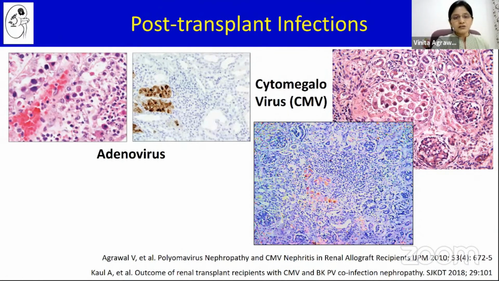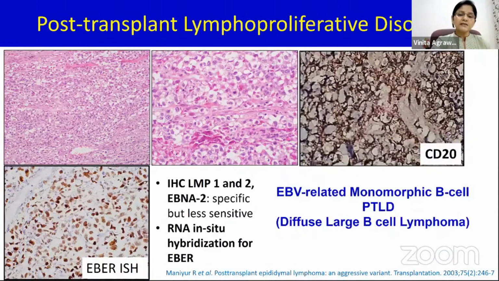Just a point of caution that sometimes you may have an overlap and a combination of infections, and it is important to do double staining. Of course, in PTLD, it is important to look at CD20 markers, and also for EBER. This is one of our cases of an EBV-related monomorphic PTLD. RNA in situ hybridization is more sensitive and specific for detection.